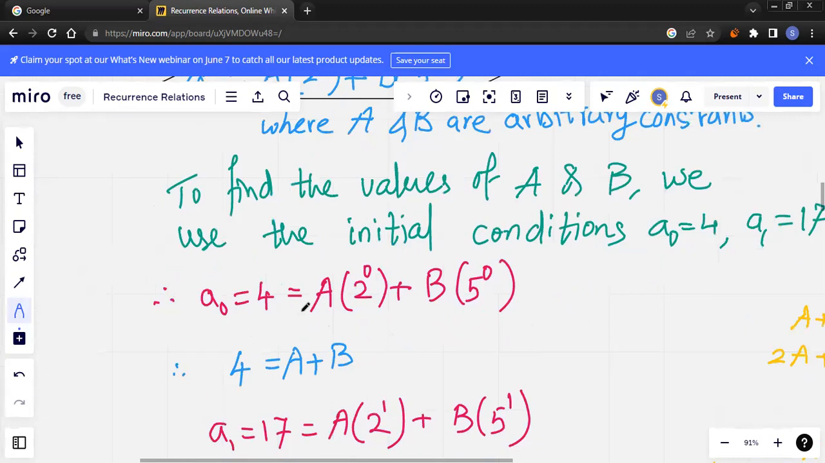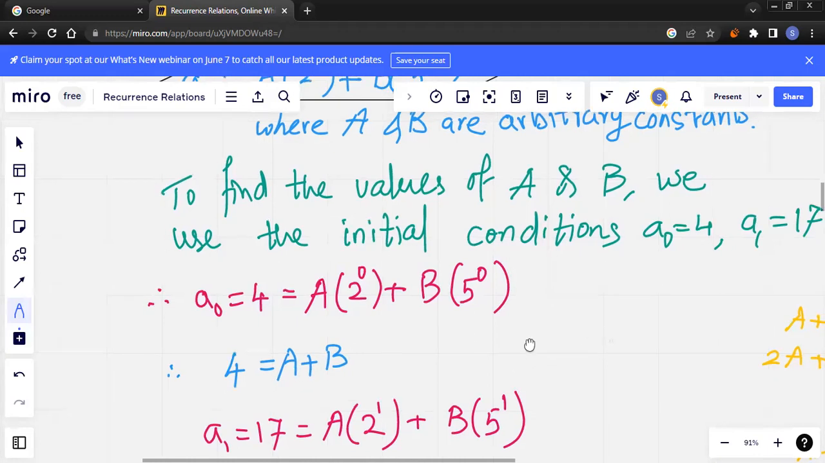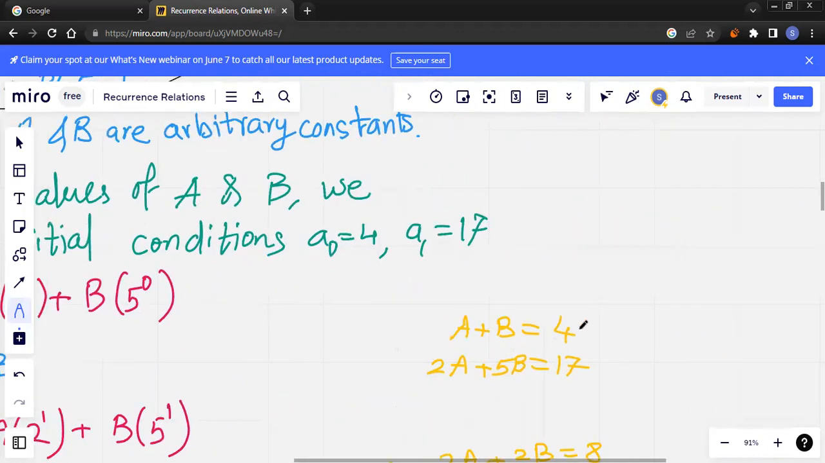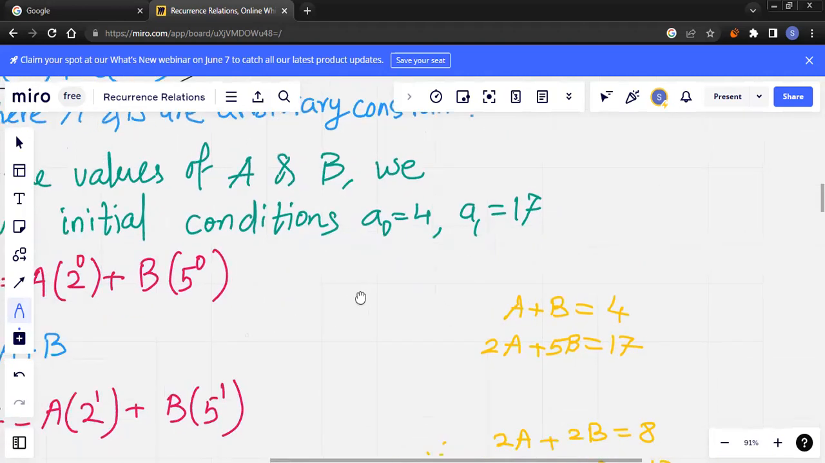Anything raised to 0, of course the base should not be 0. So 2 raised to 0 is 1, we know. So this will be A only. 5 raised to 0 is 1, so this is B again. So what we are getting is A plus B is equal to 4. So in the rough, I have just noted the equation as A plus B equal to 4.